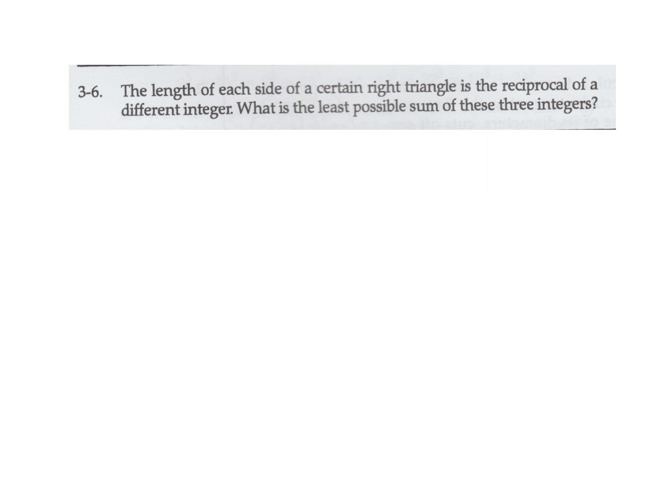The length of each side of a certain right triangle is the reciprocal of a different integer. What is the least possible sum of the three integers? All right. So we have some right triangle, and so we've got a situation like, let's say this is 1 over a, 1 over b, and 1 over c, because the side lengths are a reciprocal of a different integer, where a, b, and c are integers.